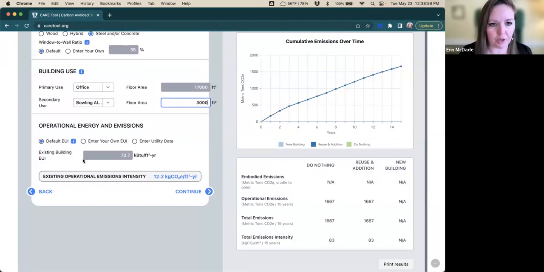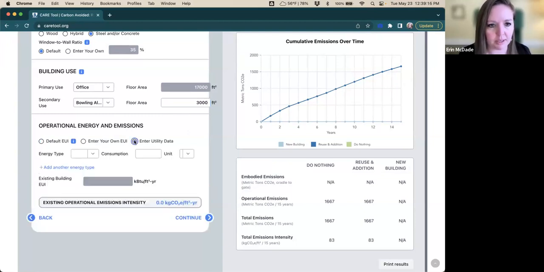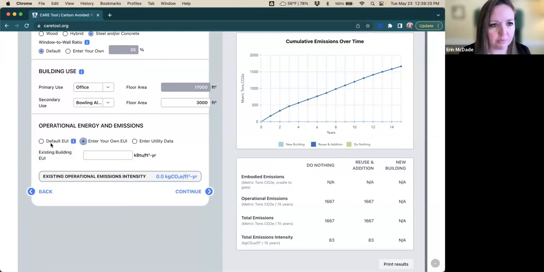And then it will automatically output what it thinks the existing building EUI would probably be. Again, you have a couple of choices here. You can either enter your own EUI if somehow you already know that, or since presumably these are real existing buildings, you may have utility data. You can go ahead and enter utility data and get your actual EUI there too. I'm going to stick with default for now.